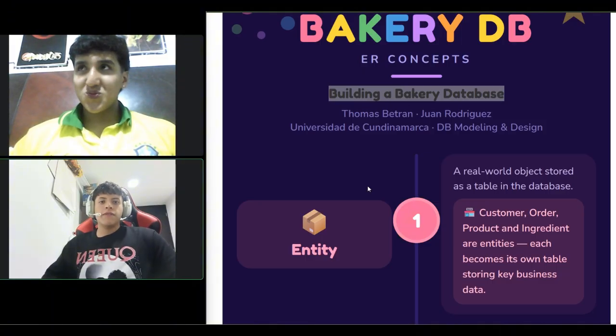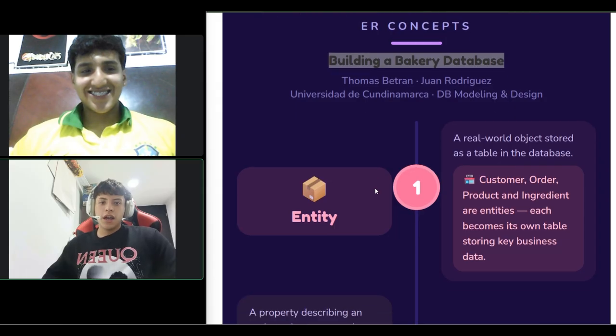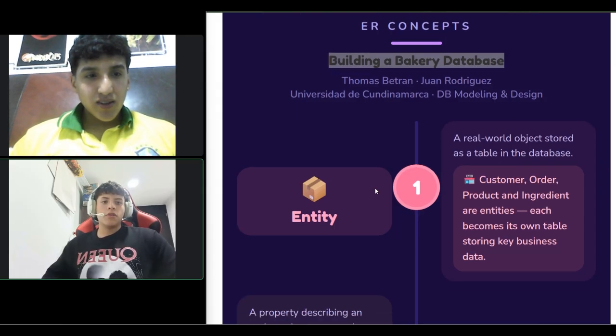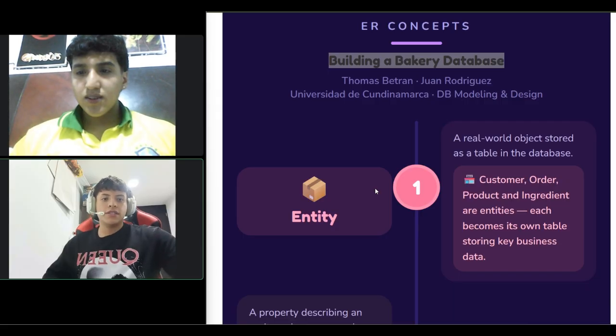Here we have the concept of an entity. An entity is a real-world object that is stored in the database as a table. In this case, examples of entities are customer, order, product, and ingredient. Each one represents an important part of the business and becomes its own table where the data is stored.